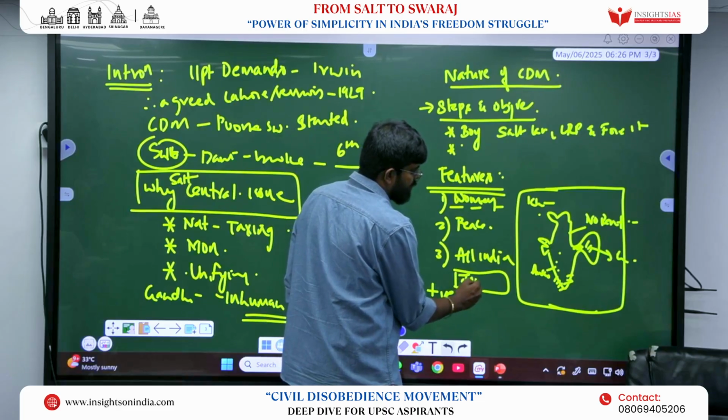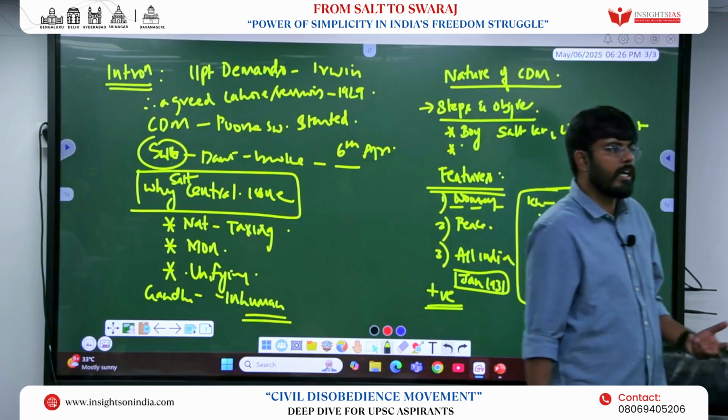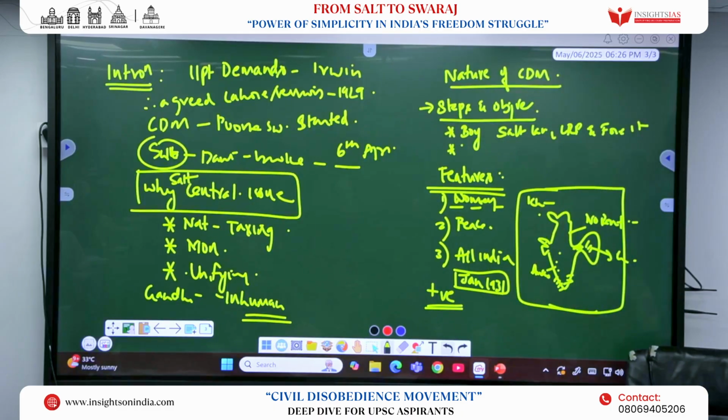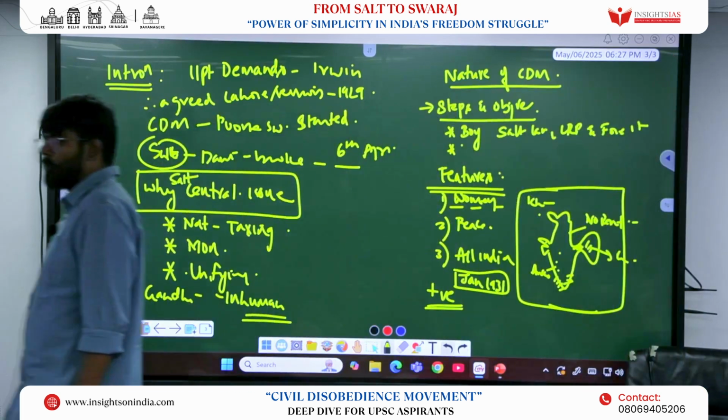In January 1931, Gandhi and other members of CWC were unconditionally released by the British, and Gandhi signed an agreement with Irwin to withdraw CDM. So formally you will conclude CDM. Now you will write the positives of CDM and the limitations of CDM. You already have it. And in conclusion, what will you write?